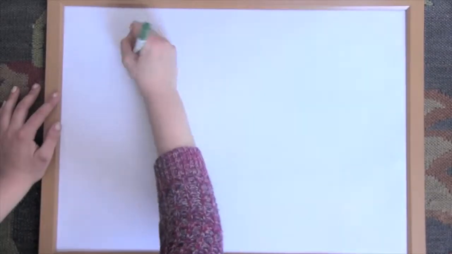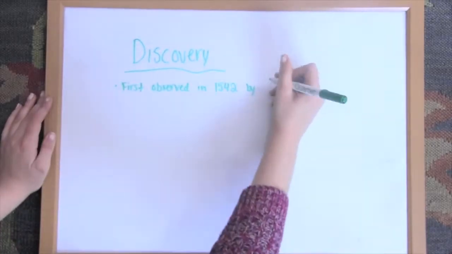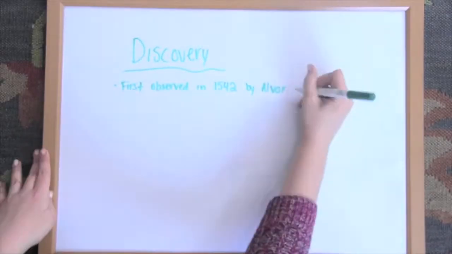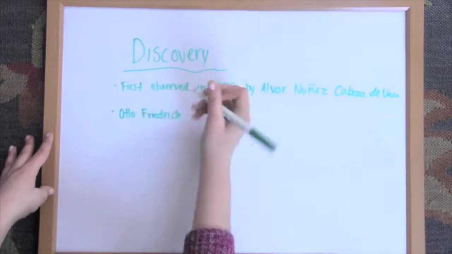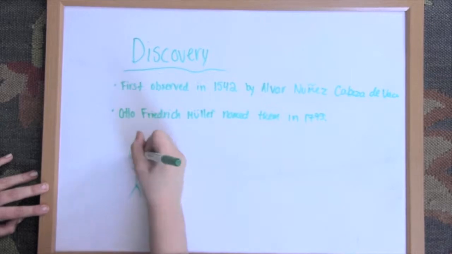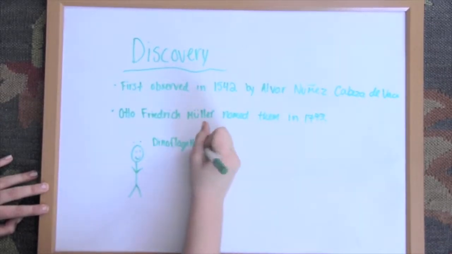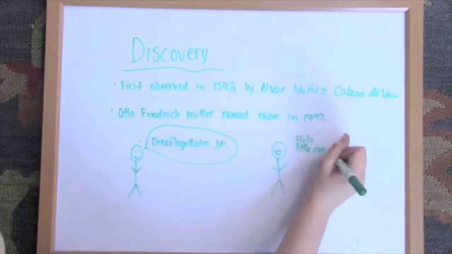The observation of dinoflagellates began in 1542 with Spanish explorer Alvar Núñez Cabeza de Vaca's descriptions of algae blooms that emitted harmful toxins into the ocean, affecting the marine life around them. They were first officially examined in 1773 by Danish naturalist Otto Friedrich Müller, who named them from the Greek dinos, meaning whirling, and the Latin flagellum, meaning scourge.